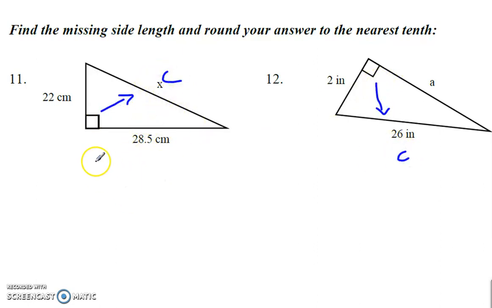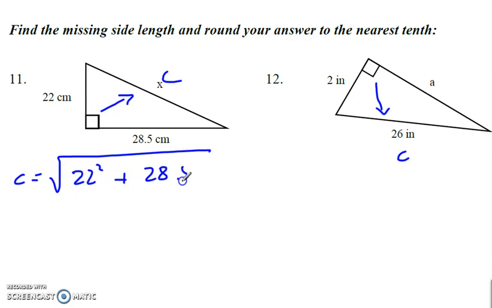If we're looking for C, then we can find C by finding the square root of the other two sides squared and added. 22 squared plus 28.5 squared. And that is approximately 36, rounded to the nearest tenth, because that's 36.0034.